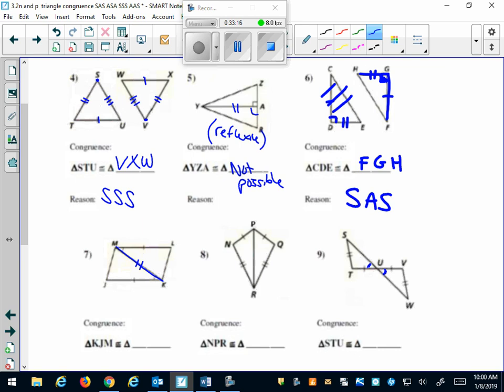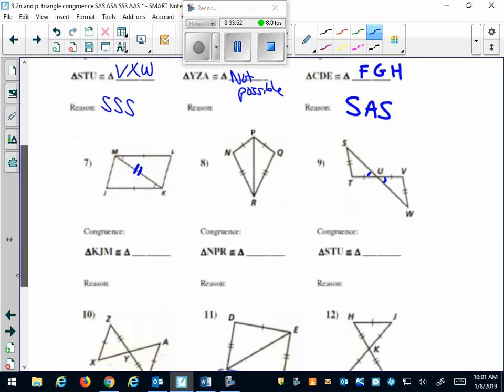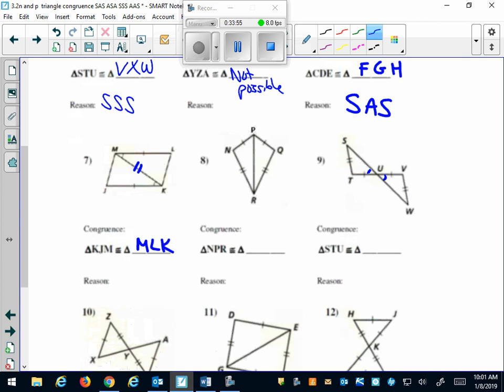All right, so the next one, number 7. You need to mark this reflexive property, MK congruent to itself. Otherwise, when you cover up one triangle at a time, I'm going to just kind of gray this out, right? If you didn't have this one marked, you would only have an angle and a side, and that's not enough. So you have to mark that middle piece so that in each triangle you have SAS, right? So this one should be SAS. The triangle congruence is MLK.